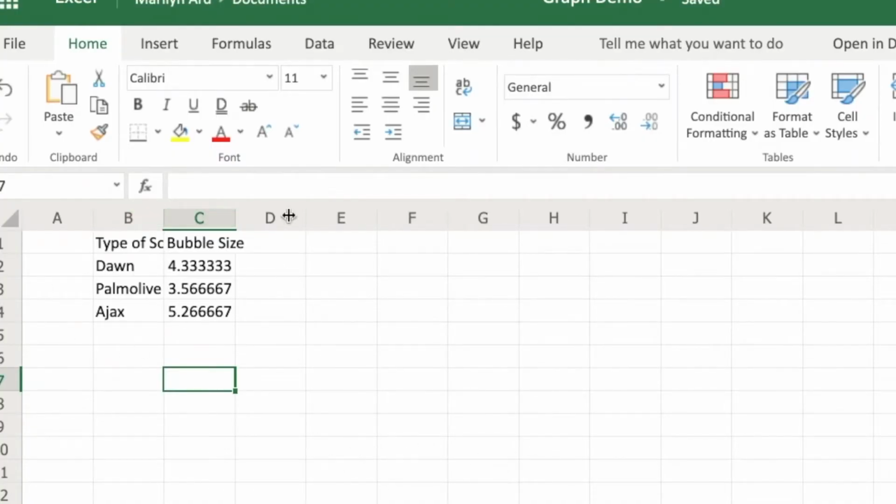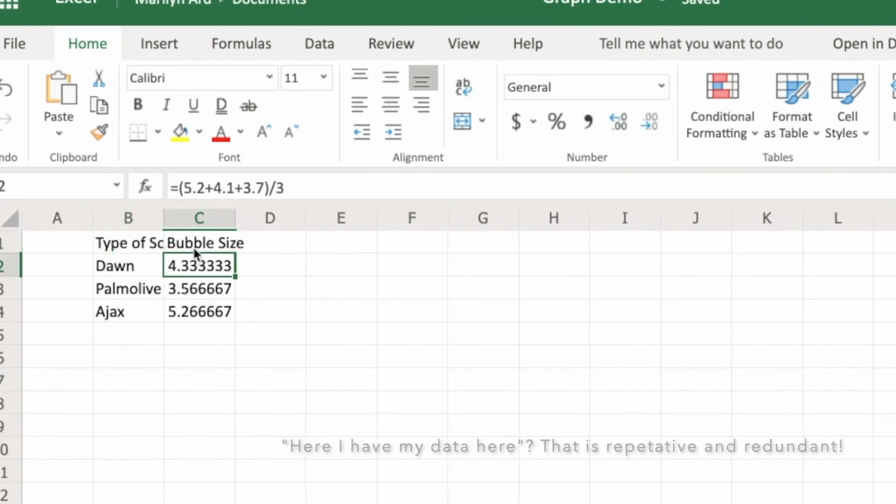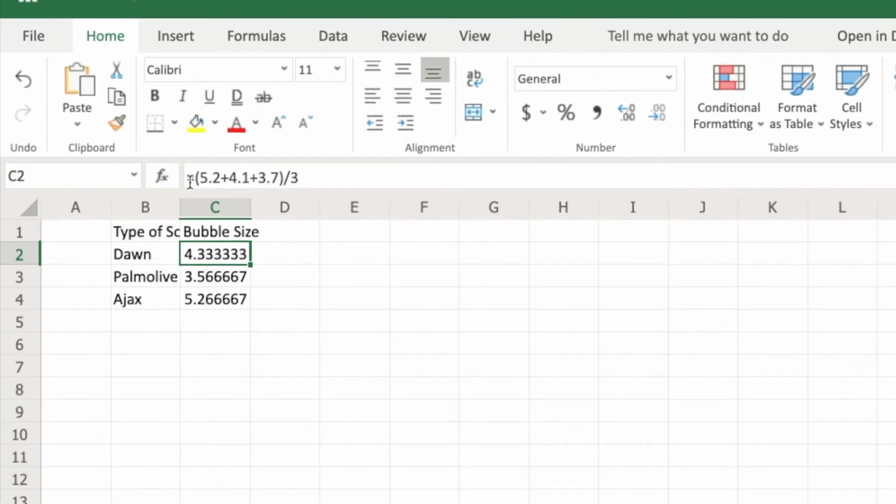Well, here I have my data. I have type of soap and I have my bubble size. And you may notice these are a little bit different. Each of these I did equal and then I did an equation, and then when I hit enter, it just does the math for me. So I had 3 data points, so I added those together, put them in parentheses and divided by 3. Remember, it's an average, so you divide by however many data points you have.